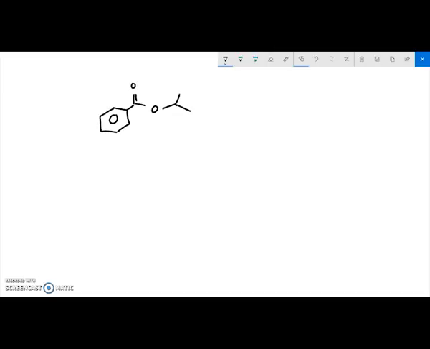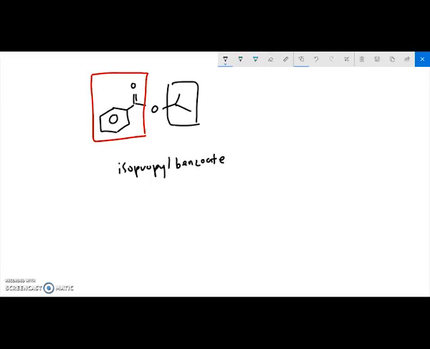the alkyl group. So again, we need to identify which part is the carboxylic acid part and which part is the alcohol part. So this will be the carboxylic acid part, while the 3 carbon belongs to the alcohol part. So let's try to name this first. From benzoic acid, change the name into benzoate, while this part, a 3 carbon, therefore it will become isopropyl. So the name for the compound is isopropyl benzoate.